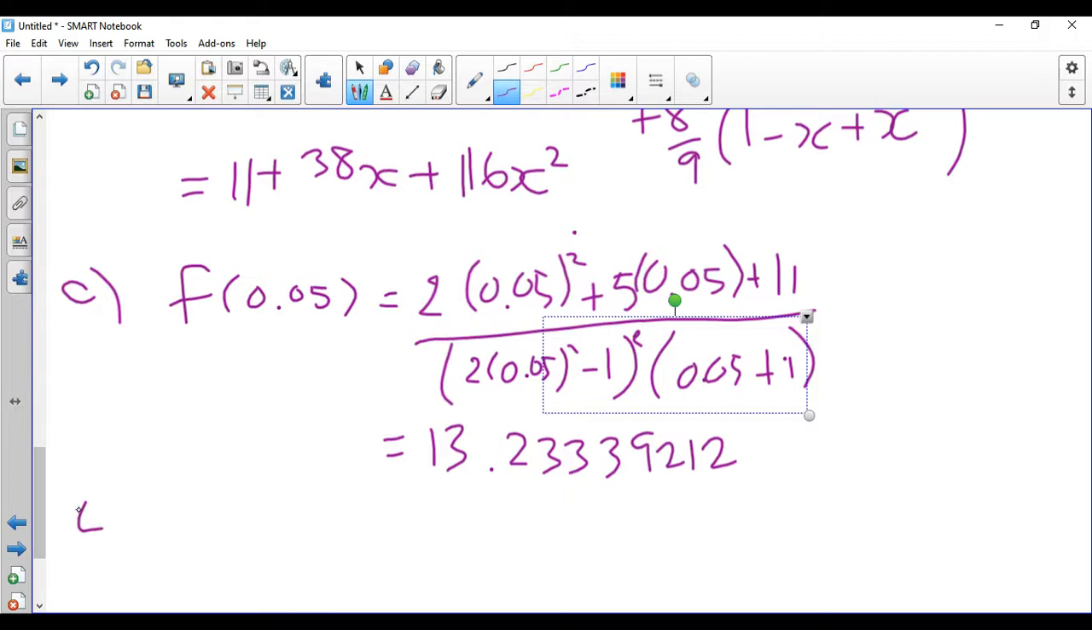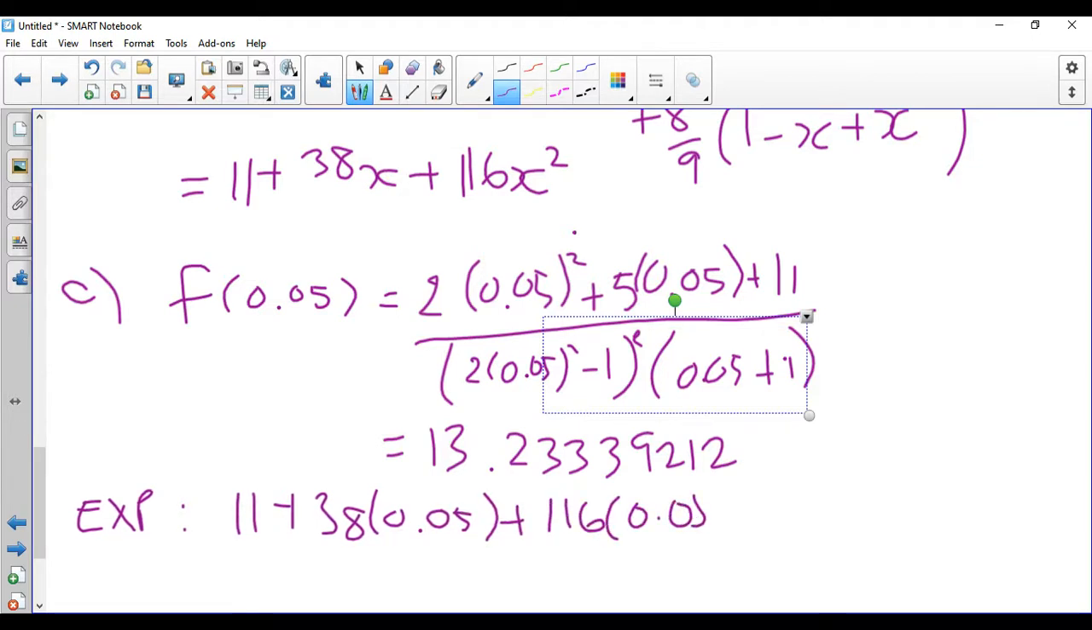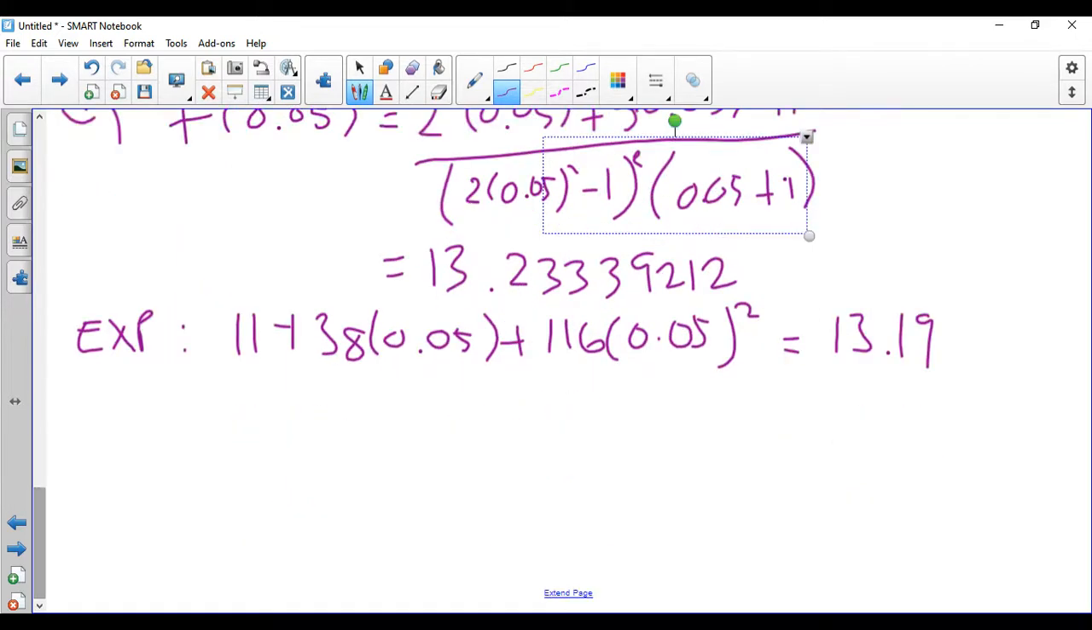Now, if I use my expansion, that is 11 plus 38 times 0.05 plus 116 times 0.05 squared, which is 13.19. Okay, so you can already see it's looking pretty good. So, percentage error. Okay, that is supposed to be a percentage sign, slightly avant-garde. Right, percentage error is your predicted minus your actual. Because I want percentage error, not percentage difference, I just want the error. So I'm going to do the larger one, take the smaller one in this case.